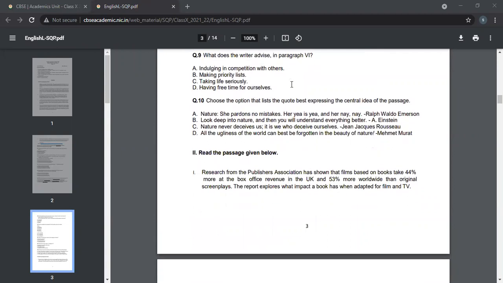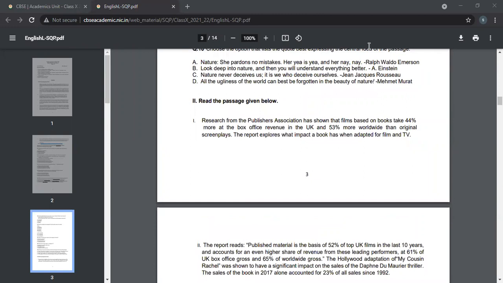And then, beta, the second passage is given. Yes, online children, getting my point?